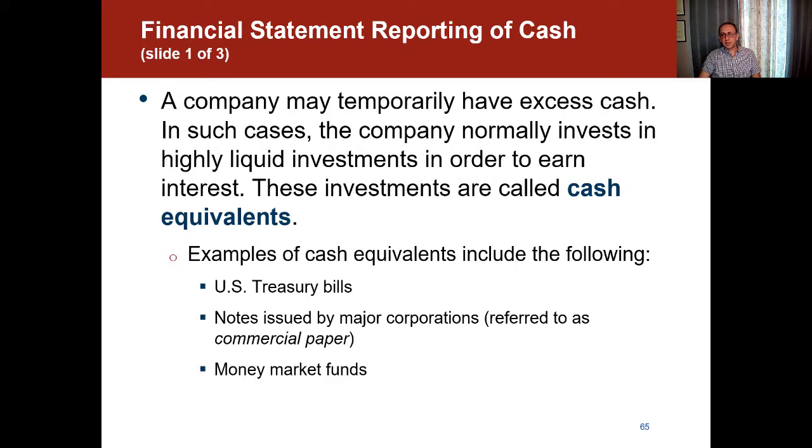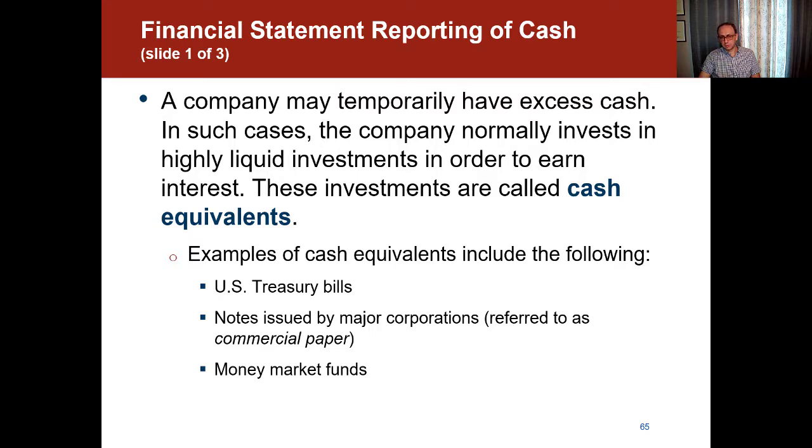Now let's talk about financial statements reporting and how we present the cash on the financial statements. A company may temporarily have excess cash. In such cases, the company normally invests in highly liquid investments in order to earn interest. These investments are called cash equivalents. Examples of cash equivalents include things like US Treasury bills, notes issued by major corporations, which we call commercial papers, or money market funds.